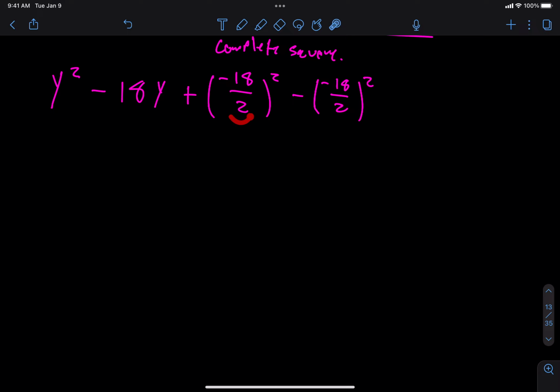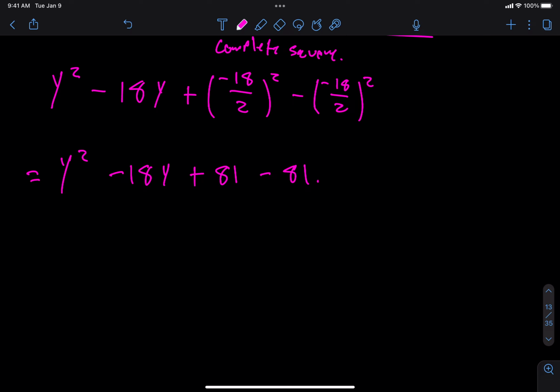Okay, what do I get if I do negative 18 divided by 2? Negative 9. And what do I get if I square that? Positive 81, right? So this is the same as y squared minus 18y, and then plus 81, and then minus 81. Agree?